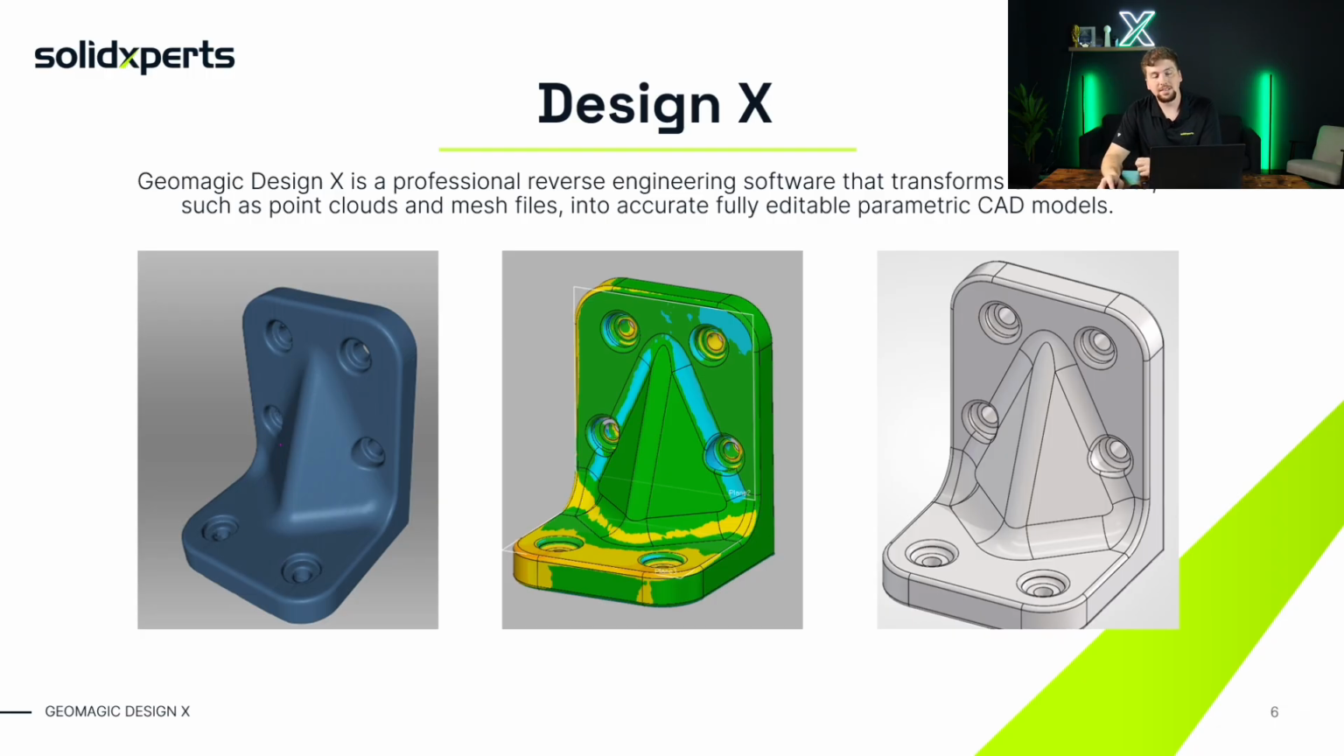So right here on this slide, we're going to use this bracket. On the left side, we have our Artec Studio scan file. Then we have our post-process DesignX final form. So this is what we are shooting for out of DesignX. And then the last one here on the right is what the part looks like when we export it into SolidWorks.